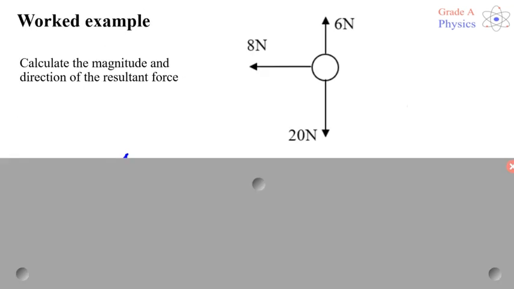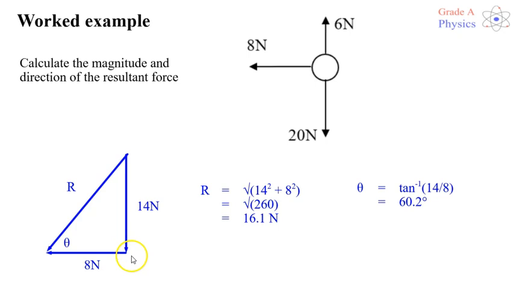So let's have a look at a worked example. You might get something like this, which initially looks quite complex, but because I have the 20 acting down and the 6 acting up, I can simplify these 2 just in this vertical direction, 20 minus 6 to give me 14. And then it's very, very similar to what we had previously, because I've got the 14 acting down plus the 8 acting to the left will give me a resultant which acts down and to the left. I can use Pythagoras and trigonometry. Again, I've used tan here to work out the magnitude and the direction.